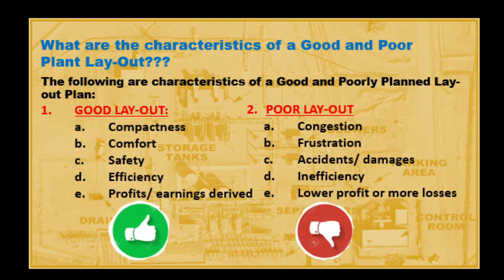The third one is accidents or damages. As the workers are not able to work properly, it leads to increased chances of accidents taking place or increased chances of material or product damage. So fourth one, kabaliktaran ng efficiency is inefficiency. So in this case, yung losses natin are much greater than the outputs or profits. Then last one is lower profit or more losses. With the possibility of product damage, work stoppage taking place, yung probability of deriving a lower profit or more losses actually takes place.